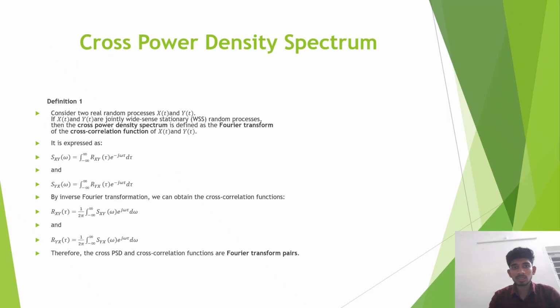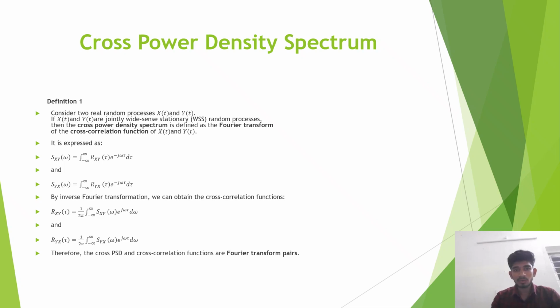Now, the other topic is the cross power density spectrum. Definition. Consider two random processes X(t) and Y(t). If X(t) and Y(t) are jointly wide sense stationary random processes, then the cross power density spectrum is defined as the Fourier transform of the cross correlation function of X(t) and Y(t). It is expressed as Sxy(omega) is equal to the integral from minus infinity to infinity of Rxy(tau) e^(-j omega tau) d tau, and Syx(omega) is equal to the integral from minus infinity to infinity of Ryx(tau) e^(-j omega tau) d tau.